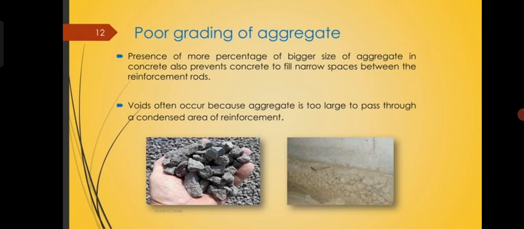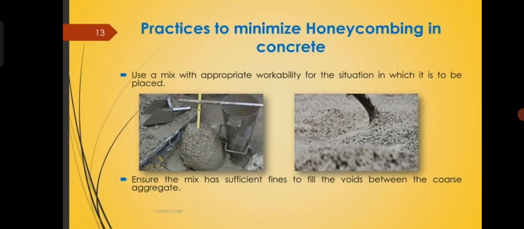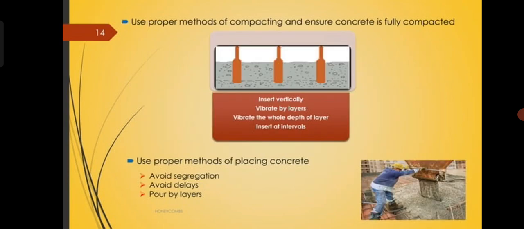You can observe the figure in which the second figure shows how honeycombs can be formed, and the practices to minimize honeycombs in the concrete. Use a mixture that has appropriate workability for the situation in which it is to be placed. Ensure the mix has sufficient fines to fill the voids between the coarse aggregate. Use proper methods of compacting and ensure the concrete is fully compacted.